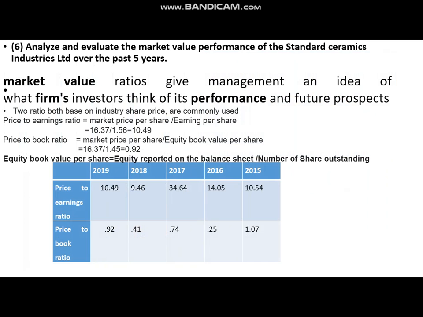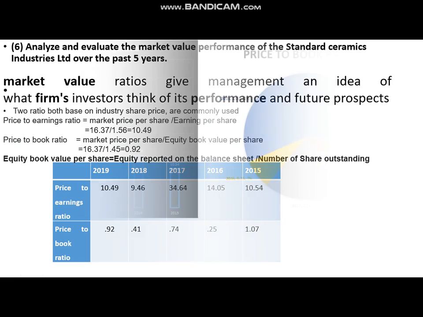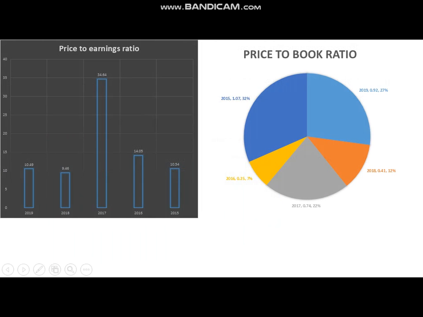This is 1 year, that is year 2019, calculated by the formula. And the last 5 years are calculated by the formula. For the last 5 years, this is calculated in the table: price to earning ratio and price to book ratio. This is the graph made from the table.